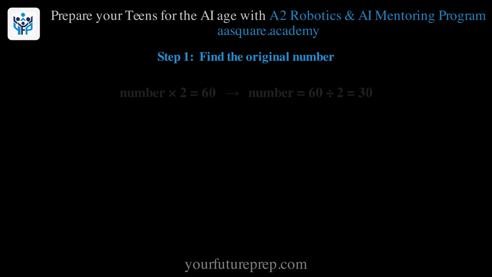First, find the original number. Connie multiplied it by 2 and got 60. So the number times 2 equals 60, which means the number is 60 divided by 2, or 30.